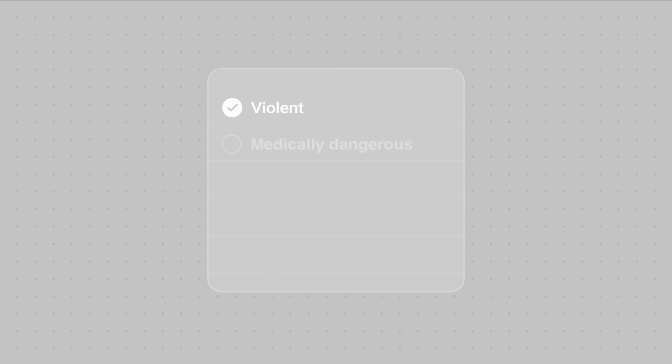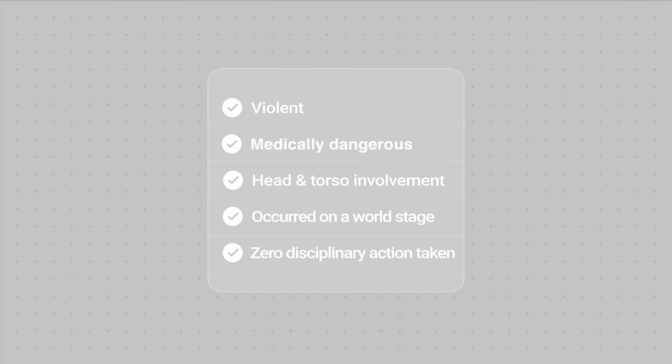This injury comes in at number 1 because it checks almost every box. It was violent, it was medically dangerous, it involved the head, face, chest, and back. It occurred on the biggest stage in the world, and the fact that Schumacher didn't even get a yellow card made the whole thing even more shocking.